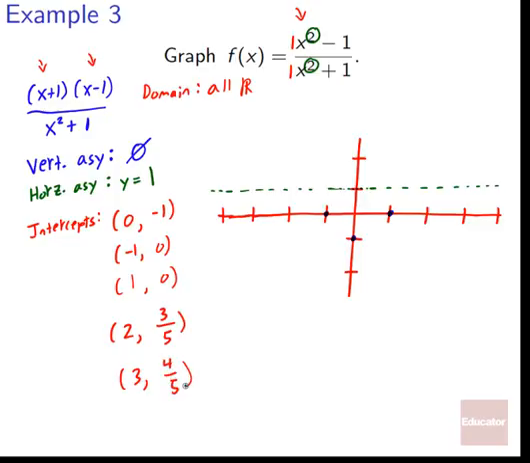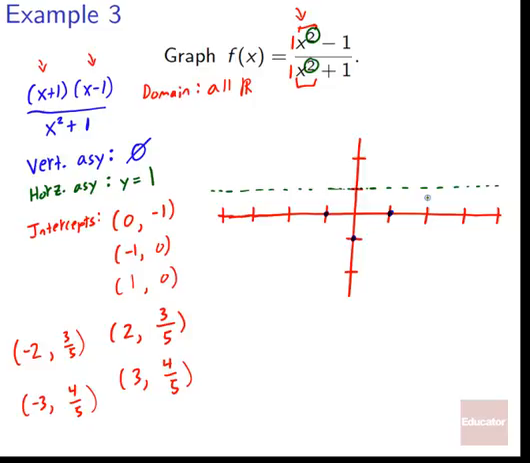And what about if we tried negative 2, negative 3? We'll notice we've got x squared up here, we've got x squared down here. So if we plug in a negative, it's going to behave just the same as if we'd plugged in a positive. So we see that negative 2 will also be at 3/5. Negative 3 will also be at 4/5.